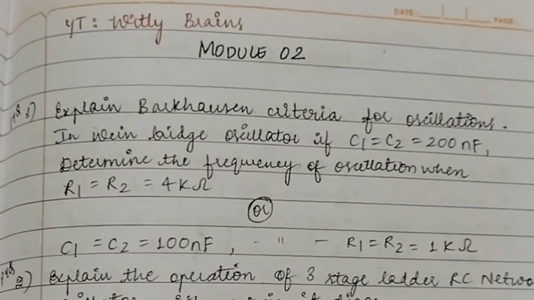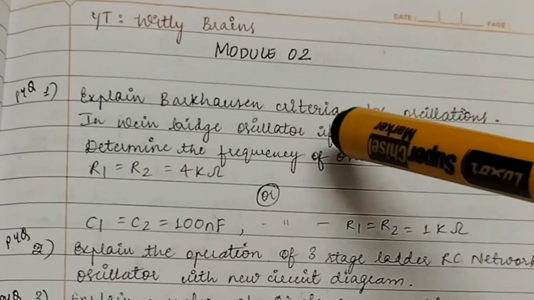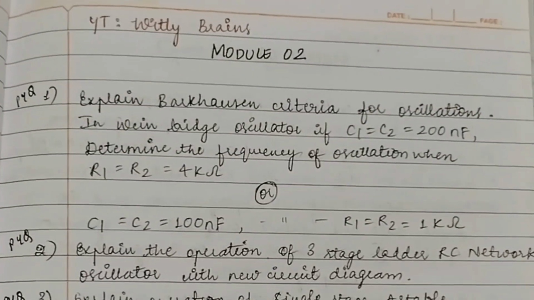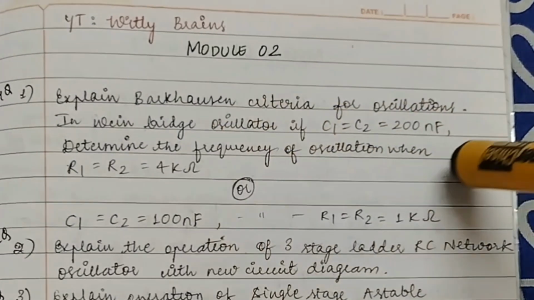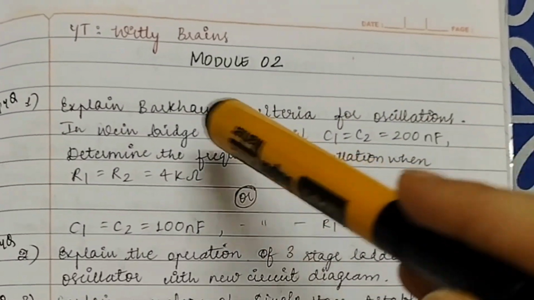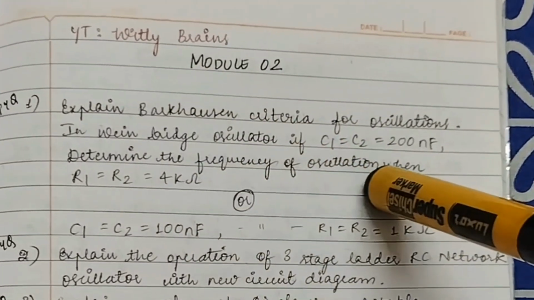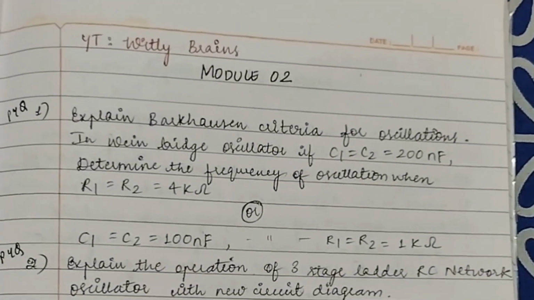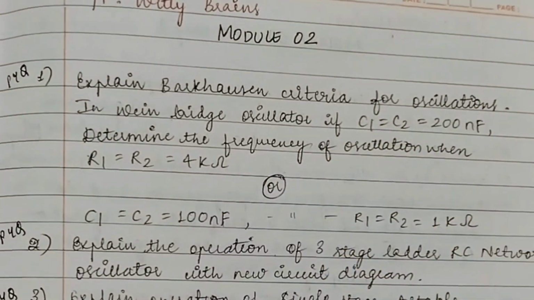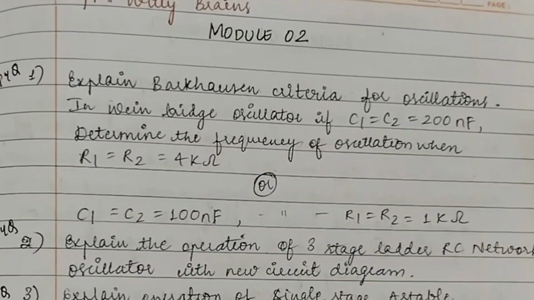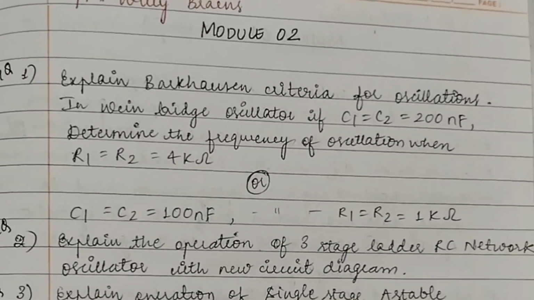Moving on to module 2, explain Barkhausen's criteria for oscillations in Wien bridge oscillator. So these are the conditions. This is a numerical problem based on Wien bridge oscillator, and you need to find out the frequency of oscillation. This was also asked many times in the previous year question papers, almost every time, except the paper that I attended.